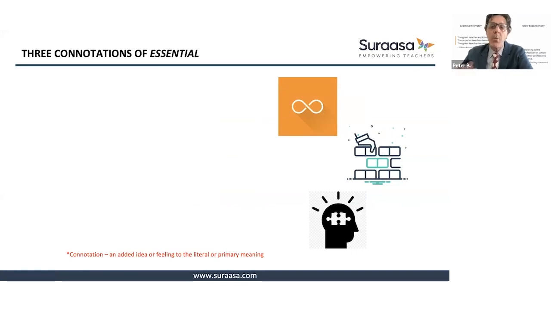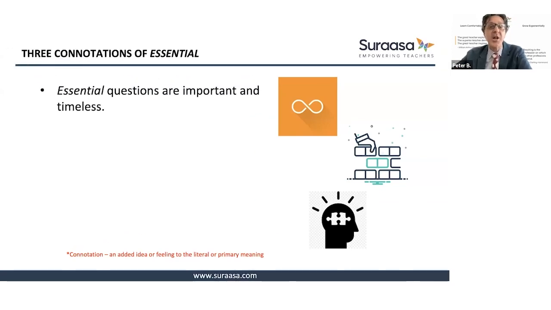And so when we think of this word essential in essential questions, it basically has three connotations. The definition, if you forgot, is at the bottom of the screen, right? It's the added meaning to the primary meaning. And so when we think of essential questions, you could think of them in three different ways. So for example, essential questions are important and timeless, okay? They are important and timeless.